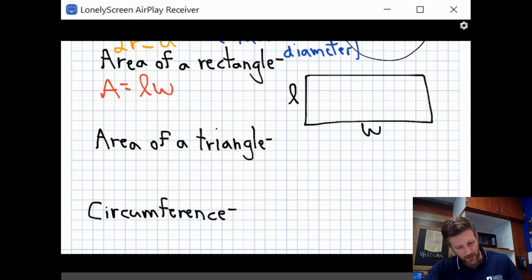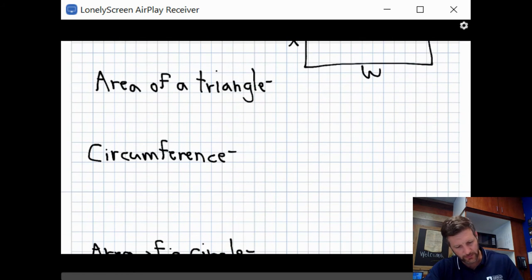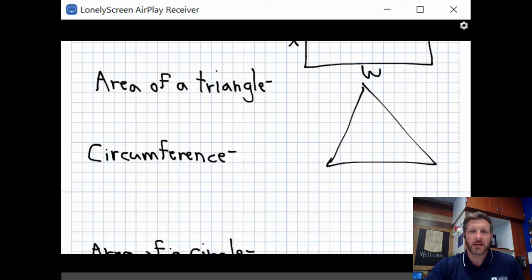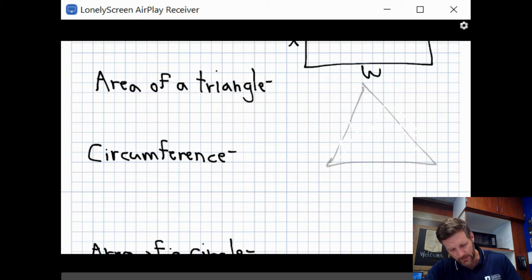Then we get to triangle, area of a triangle. Alrighty, let's draw ourselves a nice triangle here. Beautiful. Area of a triangle is basically, every triangle is half of a rectangle, maybe half of a parallelogram, but it's half of it. In fact, maybe I can show that to you.